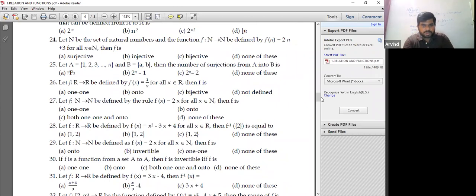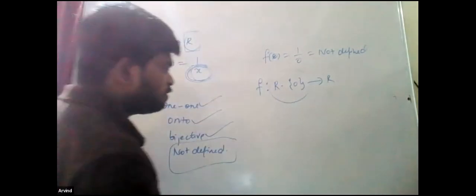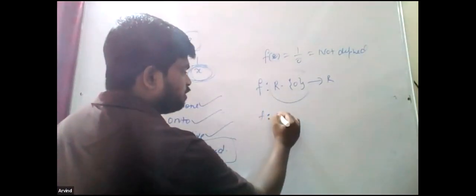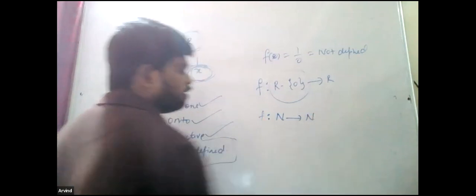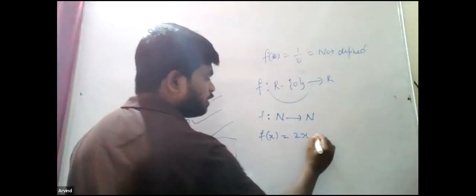A function is defined by f of x is equal to 2x. I'll also do this problem since it is the first time. Observe: f is a function defined from where to where? From N to N. f of x is equal to 2x is given.